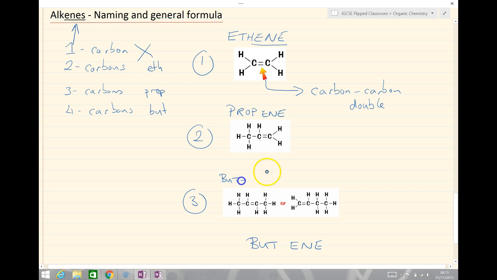We call this one but-2-ene, and this one but-1-ene. Otherwise, our naming is pretty much exactly the same as we've seen with our alkanes, just the change in that ending.